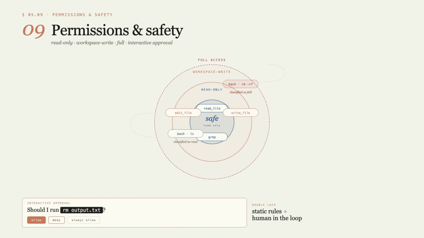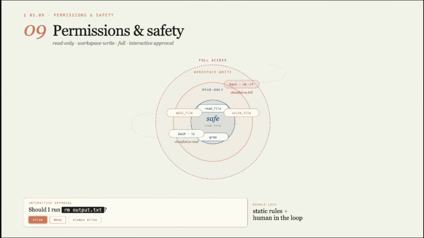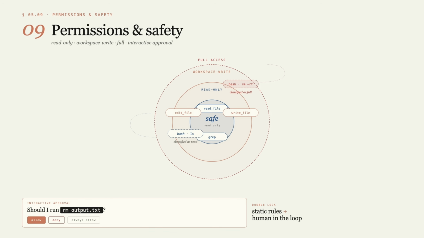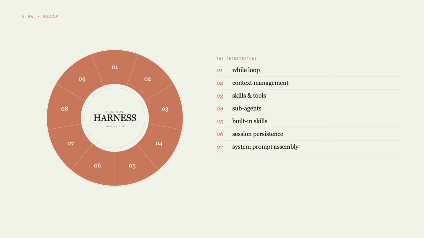On top of the static permissions, you get interactive approvals. The agent can pause and ask, should I run this, right? So before executing anything dangerous, you want to have this safety layer built into the harness. All right, so these are the 9 components that I think every harness needs to have: iteration loop, context management, skills and tools, subagents, built-in skills, session persistence or memory, system prompt assembly, lifecycle hooks, and permissions.